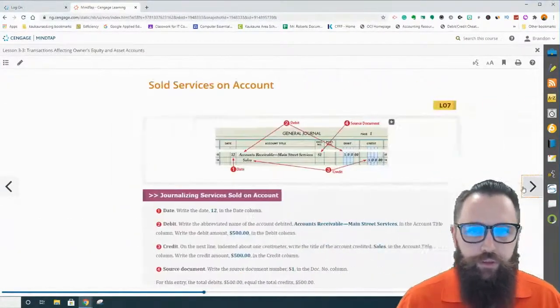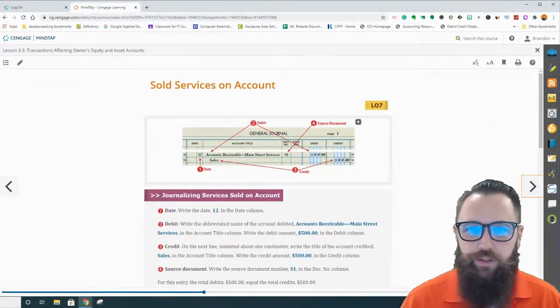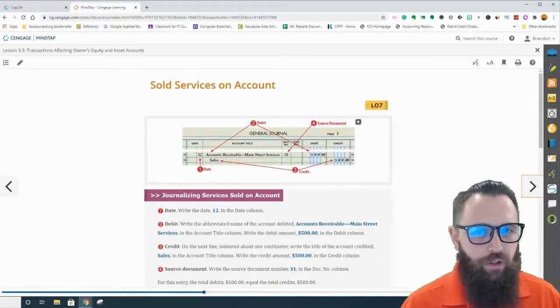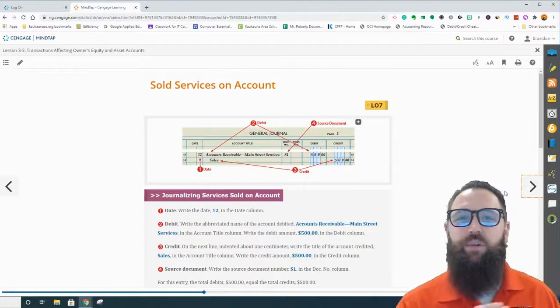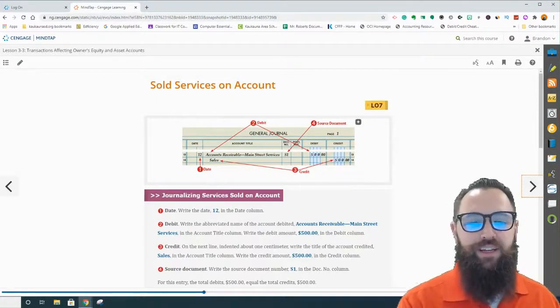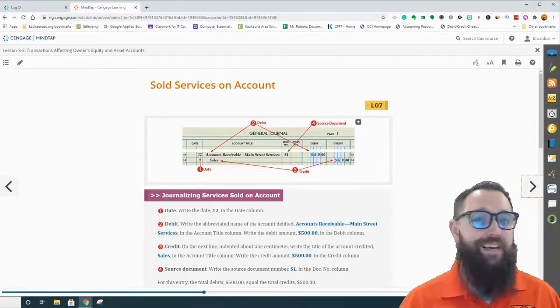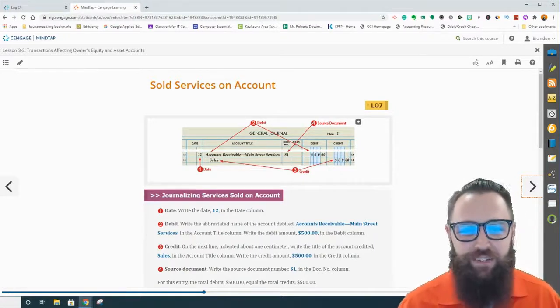And the only reason I'm going through this a little bit quicker is because we have done all of these transactions. What is different about it now? We're taking it from a T account and we're putting it into our general journal. That's it. Okay, that's the only difference.